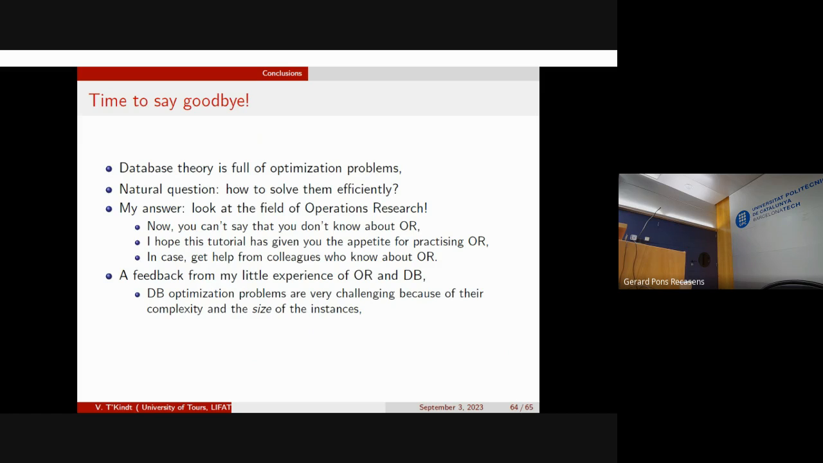And also, it's very challenging because you don't deal with instances with 10, 100, or 1,000 objects. Your instances have millions of objects, millions of queries, millions of rows. And this really changes what we can do with the tools that we have. So that's very, very challenging.